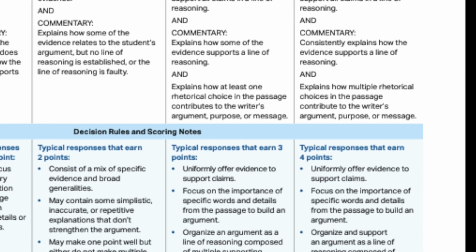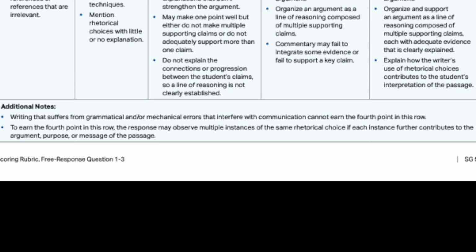Now, look at the additional notes below. Writing that suffers from grammatical or mechanical errors that interfere with communication cannot earn the 4th point. So if your writing is so hard to understand that I can't figure out what you're saying, you can't have a 4, even if you have accurately identified and connected two rhetorical choices back to relationships.